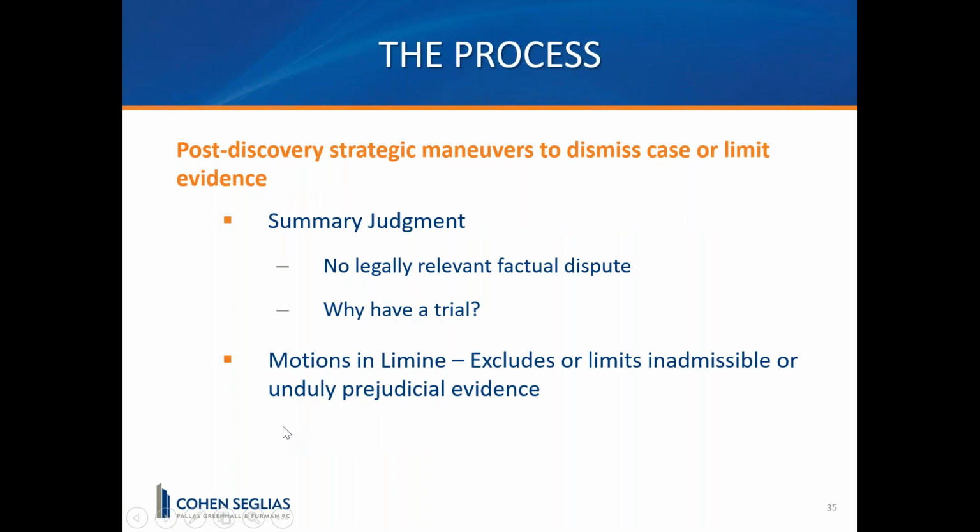And then once discovery is over, there are certain strategic maneuvers that you can make to get the case dismissed or to limit evidence. I mentioned that you can file a motion for summary judgment. So that's basically after all of the discovery, you're alleging that there is no legally relevant factual disputed issue. So there is no point in moving forward with the trial and the case should get dismissed. A motion in limine is basically trying to get evidence excluded or limited for purposes of it being presented at the trial. That gets filed as part of the pretrial preparation process.